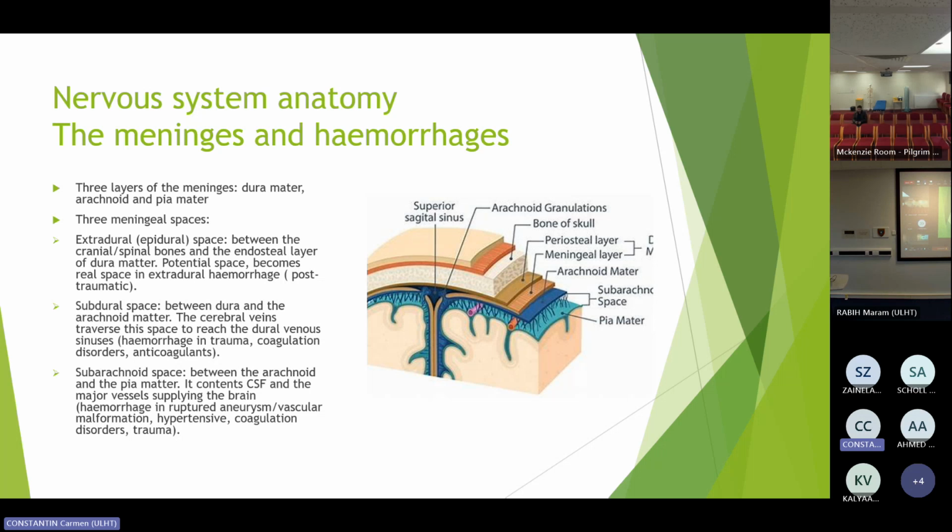This is why we could have hemorrhage in ruptured aneurysms or secondary to vascular malformations, like arteriovenous malformations. We could have hemorrhage in the subarachnoid space in hypertensive patients with uncontrolled hypertension, within coagulation disorders, or as well post-traumatic.